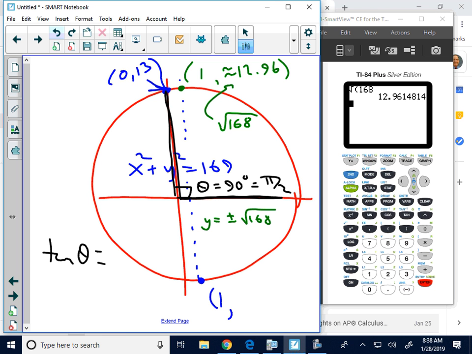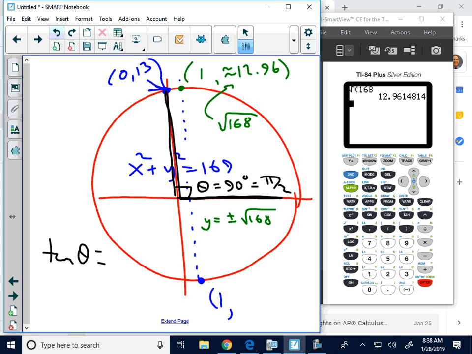What? It's not 13. What's the tangent of 90 degrees? Okay, so we're really not awake yet. I know it's Monday morning. Say again? Not definite?